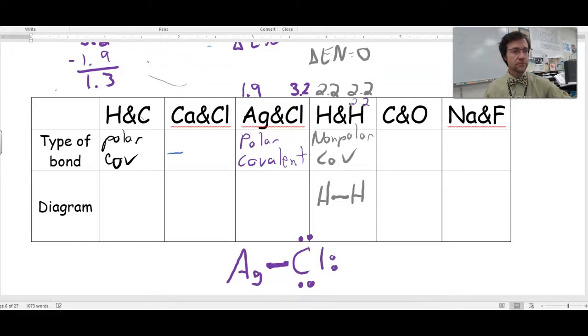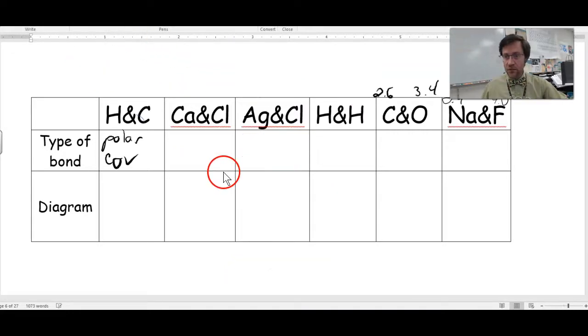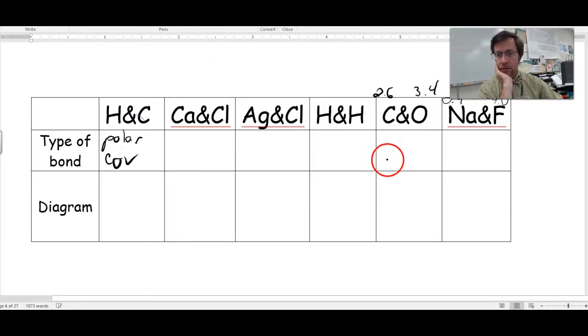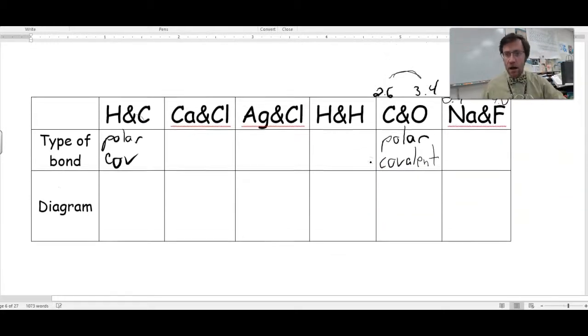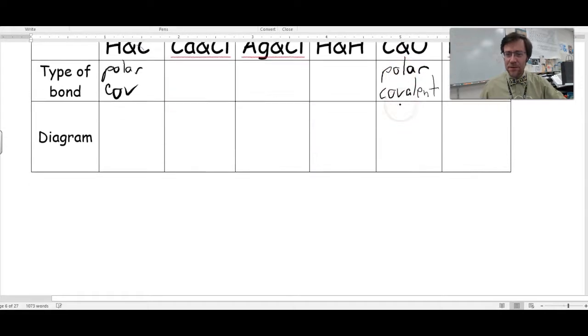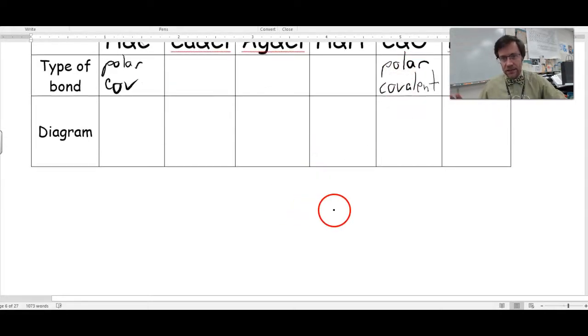Let's do the next one. All right, so I took the liberty of looking up some electronegativities, and the difference between 2.6 and 3.4, what was that, 0.8? Yep, that is going to be covalent, but they're not equal, so it's going to be polar covalent because they're not being shared equally. And now for this diagram, let's drop down here, and it looks like oxygen might be in the middle. I'm not really sure, so I'm just going to go like this.